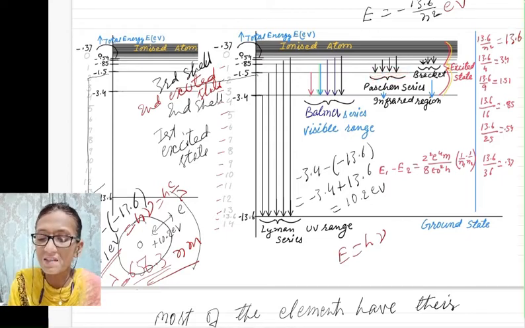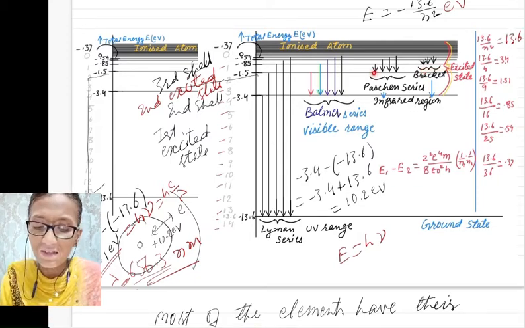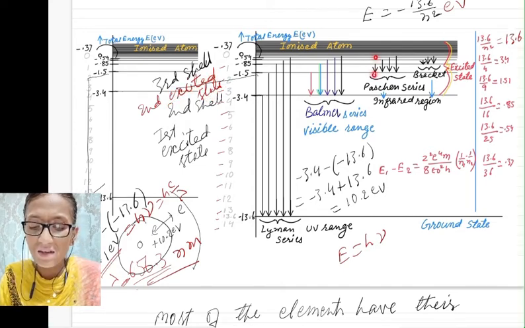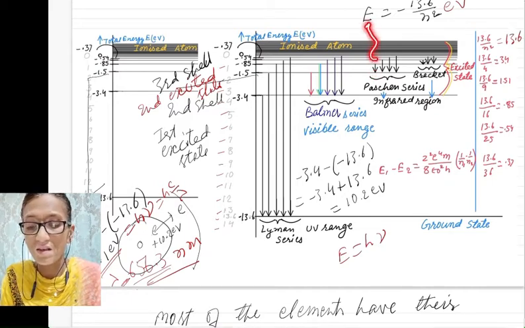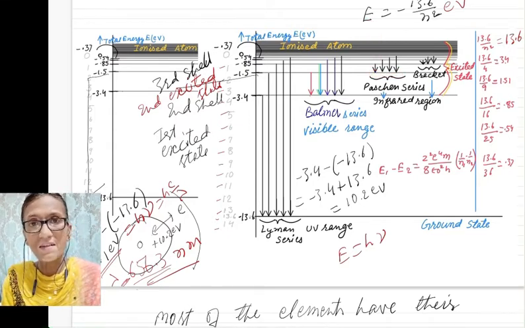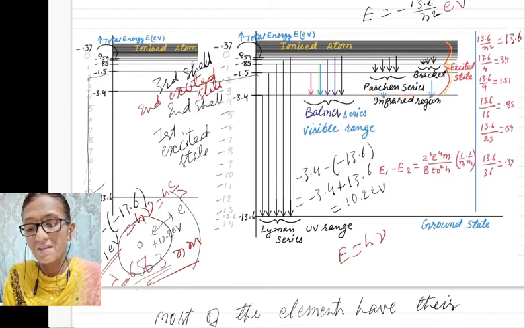Now you have Paschen in the infrared region, and Brackett region. So on the second excited state, meaning on the third cell, if an excited electron from the fourth cell, fifth cell, sixth cell or seventh cell falls after releasing energy, then the spectrum formed is called Paschen series. It falls in the infrared region, you cannot see it. Similarly, you have Brackett series and you have Pfund series.